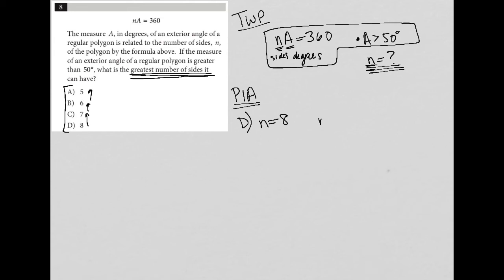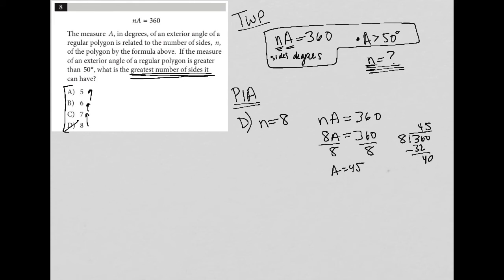Therefore, when I replace N with 8 in this equation that's provided, I get 8A equals 360. I divide both sides by 8. I can do 8 into 360 on the side here. 8 into 36 is 32. Subtract, I get 40. 8 into 40 is 5. So in this case, I get A equals 45. And therefore, choice D is not a good answer, pretty close. But again, I want A to be greater than 50. So this is not going to work.